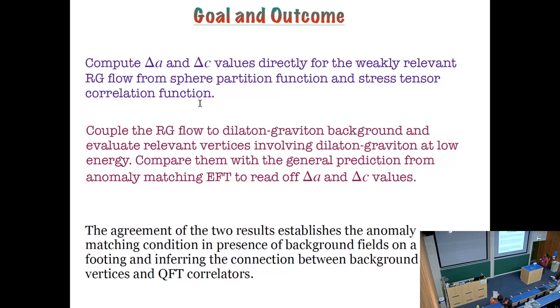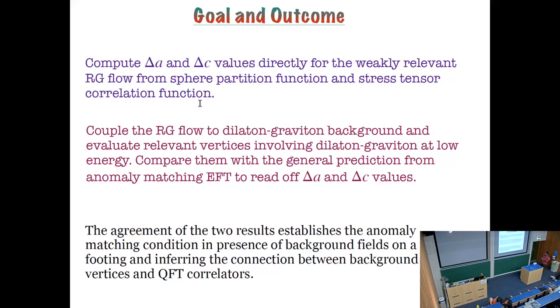So the goal is basically to compute this change of the A and C anomaly values directly for the weakly relevant flow, possibly computing some partition function on the sphere, or some stress tensor correlators. On the other hand, we can couple the RG flow to the dilaton and graviton background, and then we can also evaluate various vertices that follow from the anomaly matching EFT action, and then compare and see whether this background field method is concrete, and whether maybe at some point it could even be simpler to use this background field method to compute the change of the anomaly coefficients.